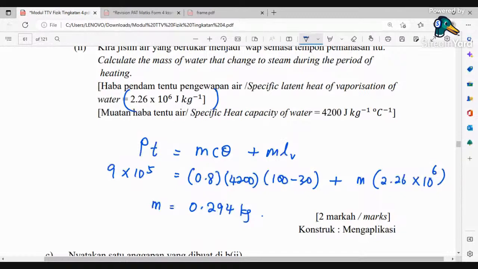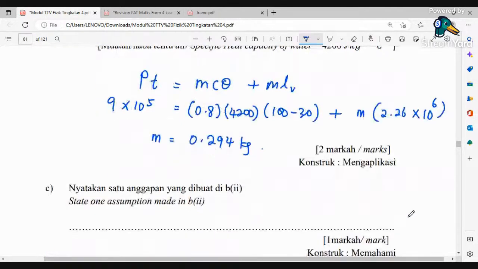0.294 kilogram. Okay, you must try, use calculator to calculate. I want to make it faster, so I just write down the answer here. You can calculate by using this method. 2 marks.